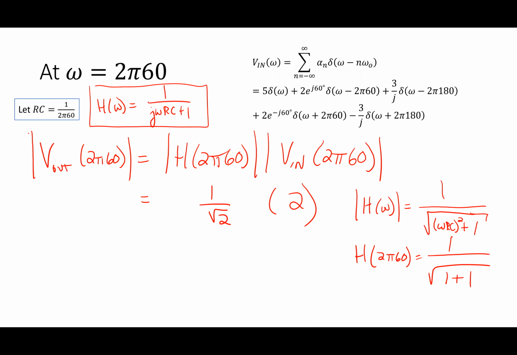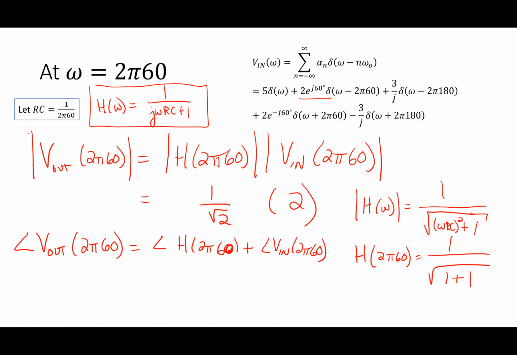All right, now there's also an angle piece, right? So for the angle, I say the angle of V out at 2 pi 60 is equal to what? How do I write that? The angle of H at 2 pi 60 plus the angle of V n at 2 pi 60. What's the angle of V n at that frequency? 60 degrees. Then I plug into the transfer function, the angle of H of omega. If this is my transfer function, how do I write the angle of that? What's the angle of 1 over a complex number? It's the angle of the top minus the angle of the bottom, right?